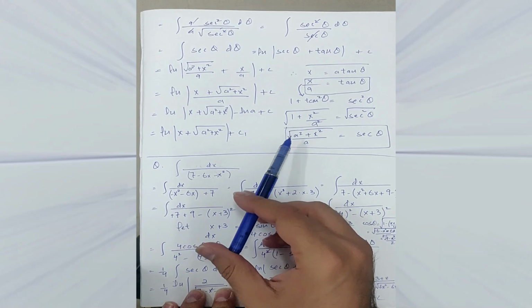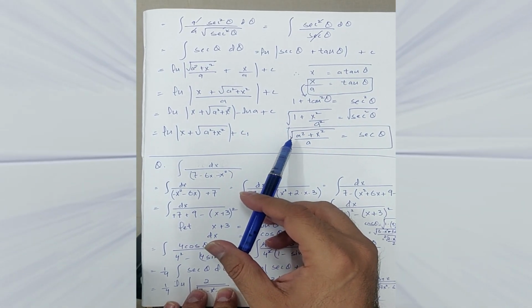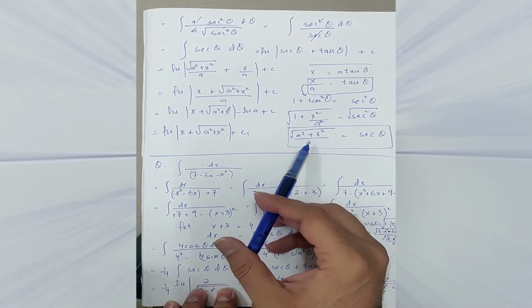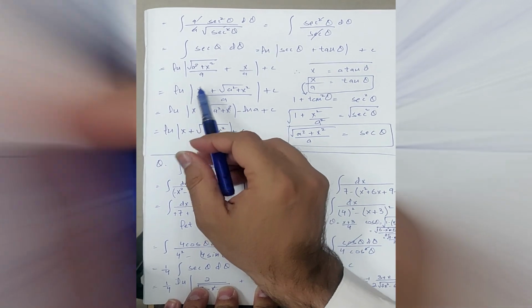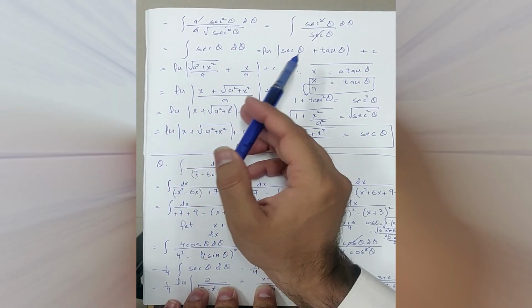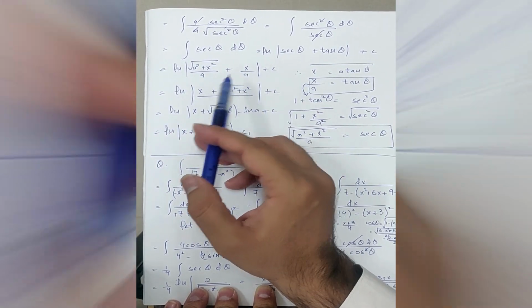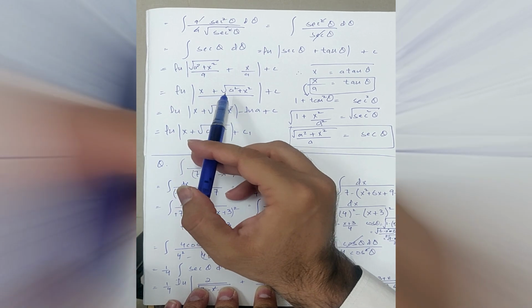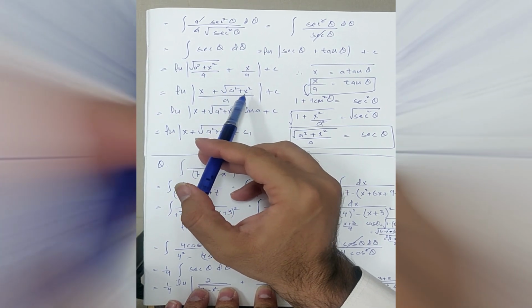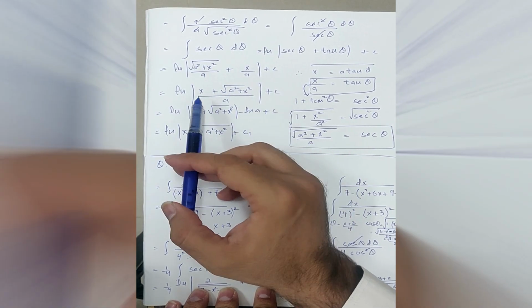I calculated the value of sec theta earlier. So the value of sec theta is equal to under the root a square plus x square divided by a. So I put this value here, and the value of tan theta is x over a, plus c. So log of x plus under the root a square plus x square, divided by a, plus c.